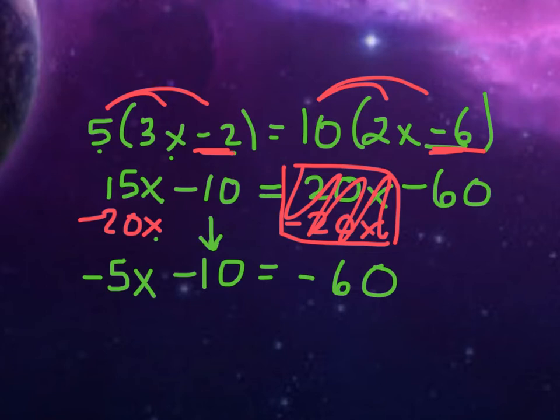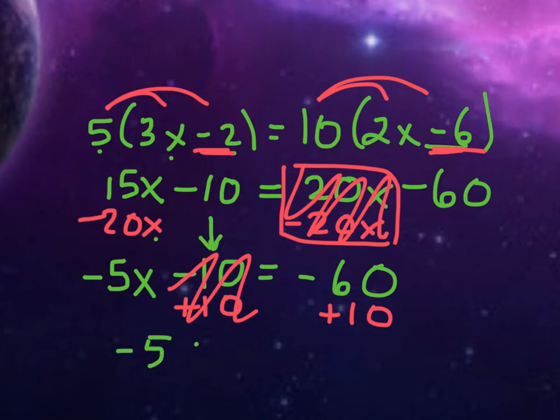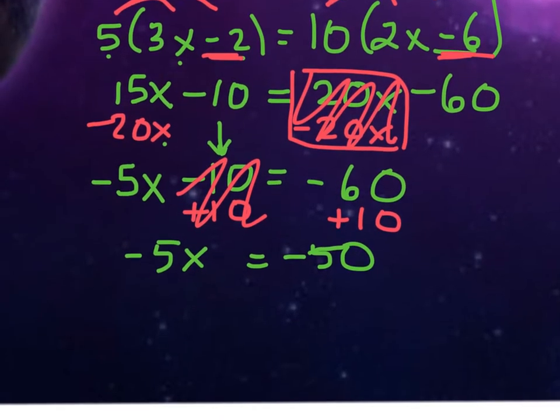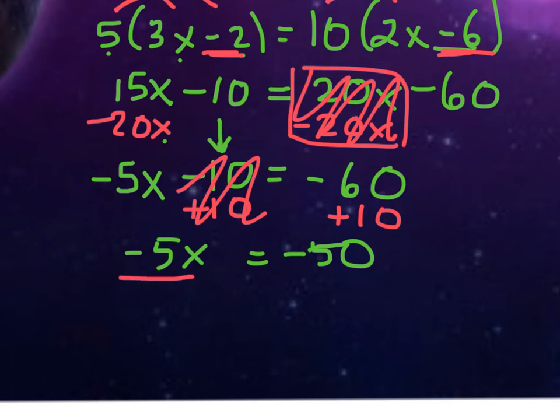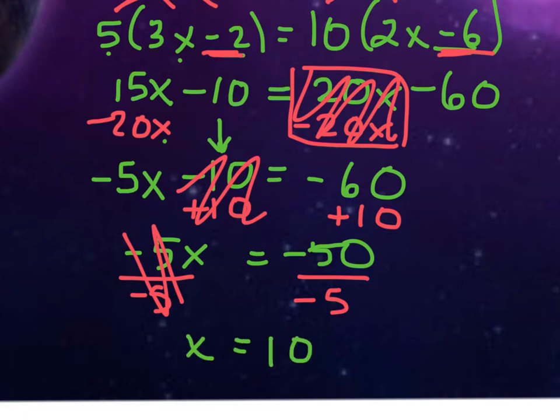Okay, next step, I'm going to add 10 to both sides to cancel those out. And we'd be left with negative 5x equals negative 60 plus 10, that's negative 50. Almost done. Now I just need to divide negative 5 on both sides to make those cancel out. And we would get an answer of x equals positive 10. Whew.